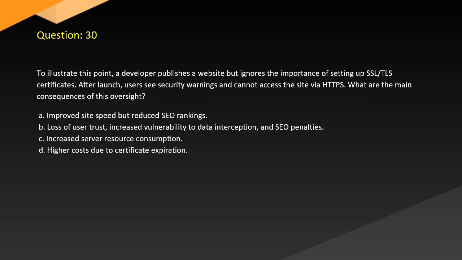Question 30. To illustrate this point, a developer publishes a website but ignores the importance of setting up SSL certificates. After launch, users see security warnings and cannot access the site. What are the main consequences of this oversight? A. Improved site speed but reduced SEO rankings. B. Loss of user trust, increased vulnerability to data interception and SEO penalties. C. Increased server resource consumption. D. Higher costs due to certificate expiration.